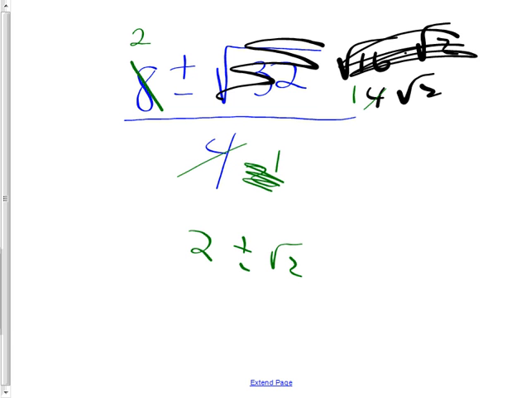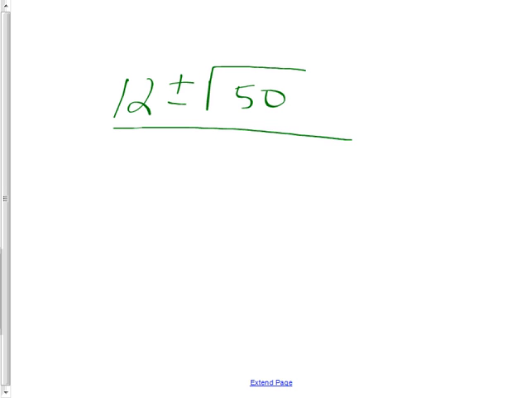How many of you had that? Raise your hand if you did. All right, I'm up to about half the class. All right, let's go with one more. Let's go with 12 plus or minus the square root of 50 all over, let me think, 15. And wait, I have to change the 12 to a 20, sorry. 20 plus or minus root 50 all over 15.